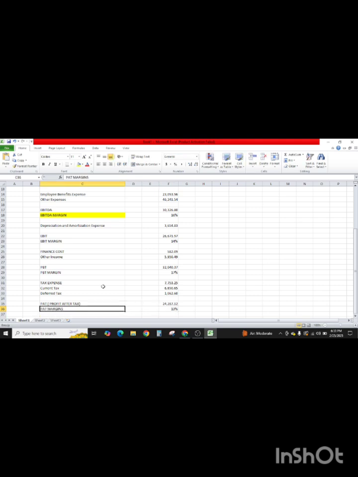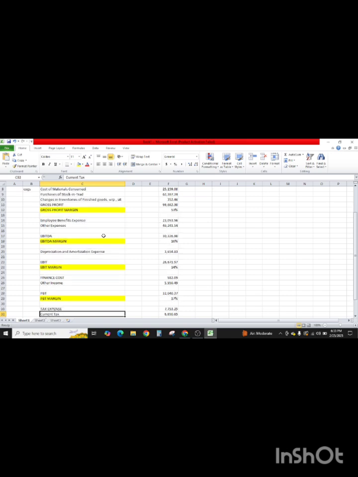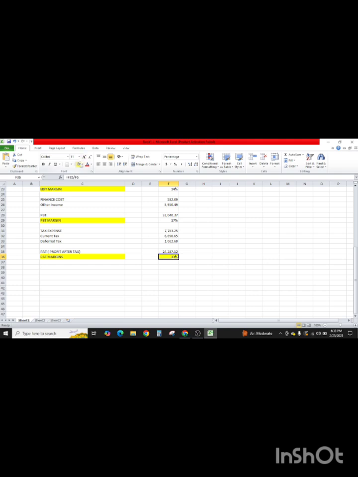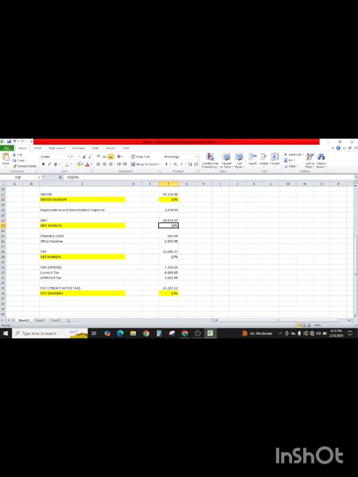Calculating margins is very easy. You just need to divide by revenue. But one thing should be clear: we should not take other income in revenue from operation. Rather, we should put other income below finance cost or below EBIT margin. So the PAT margin is this, gross profit margin is this, EBITDA margin is this, EBIT margin is this. Generally people don't see PBT margin, but here this is PBT margin.